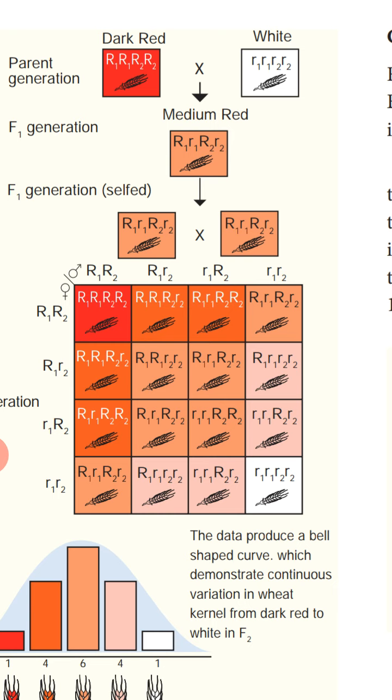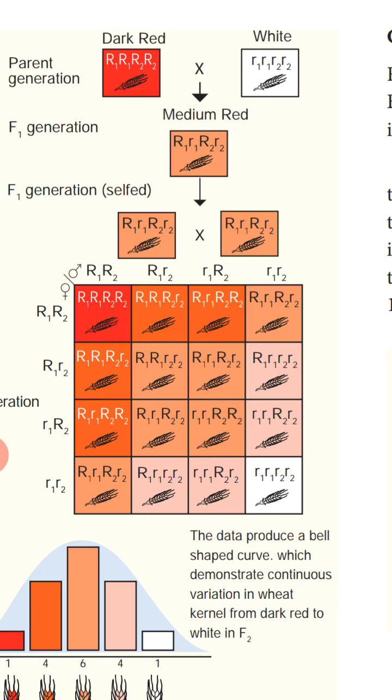Okay, it is a medium dark red. All four capital R's, it is dark red. If only three capital R's are present, it is a medium dark red color. Next, if two capital R's are present, then we call it a medium red plant. Only two capital R's are present, we'll get a medium red plant.